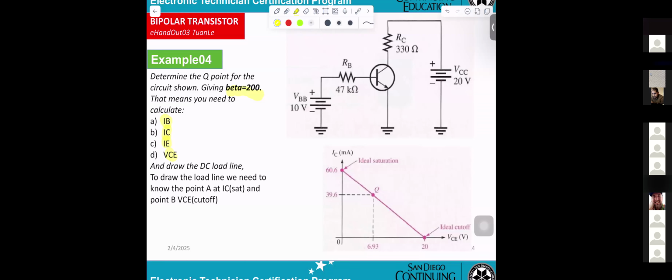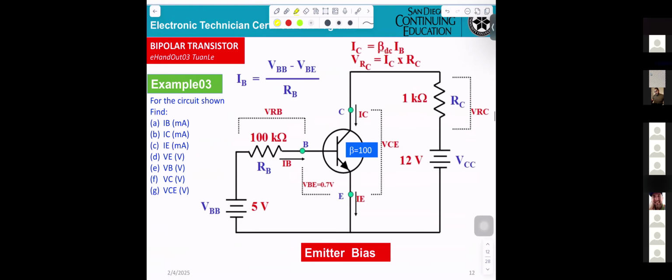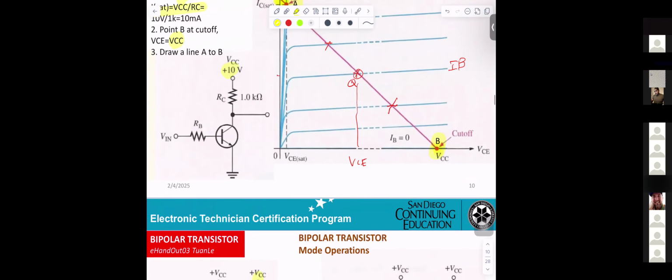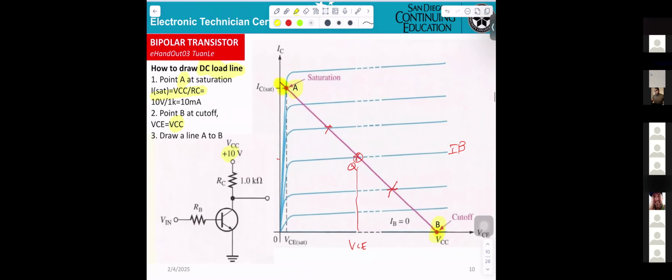So we already talked about doing calculation before. And now they say and draw the DC load line. Okay. DC load line, you know that IC will be IC saturation. If you don't know how to calculate it, they're already telling you here. IC saturation equal VCC divide RC.